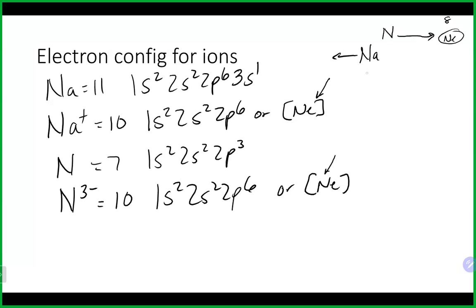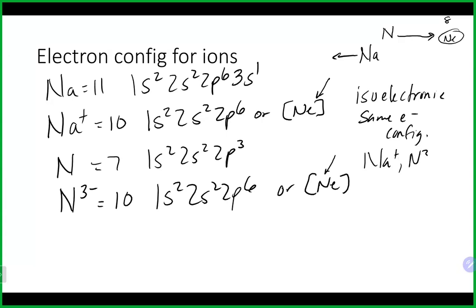They're said to be isoelectronic with each other. Isoelectronic are things that have the same electron configuration. So sodium with a +1 charge, nitrogen with a -3 charge, and neon are all isoelectronic with each other. They all have the same electron configuration. It happens for anything here that is a representative element.